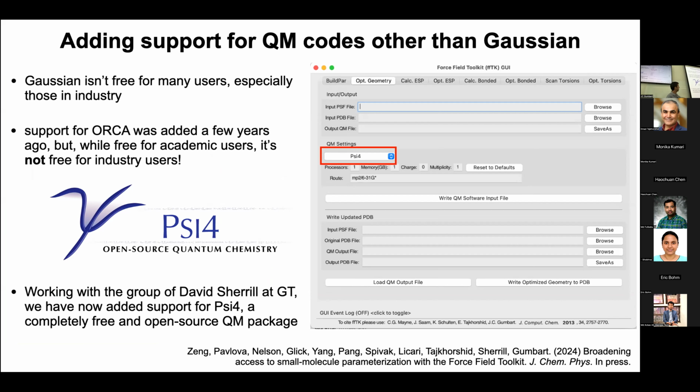In this case, again, everything's transparent for you. You just have to go find Psi4 online, download it, and then ffTK will give you the input files to run it.